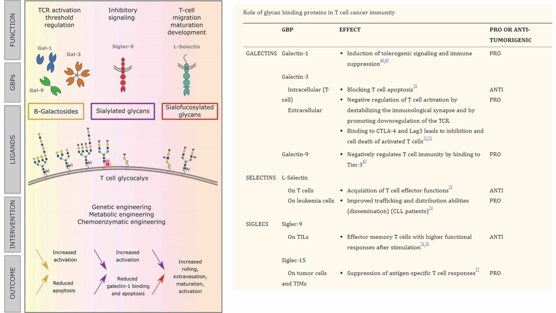Now, these glycans help in the interaction with ligands, which are commonly known as glycan binding proteins, and that leads to several T cell functions. For example, galectin family binding proteins such as galectin 9, galectin 1, galectin 3, or beta galactosidase help in T cell receptor activation, or we can say they determine the threshold above which T cells will get activated.